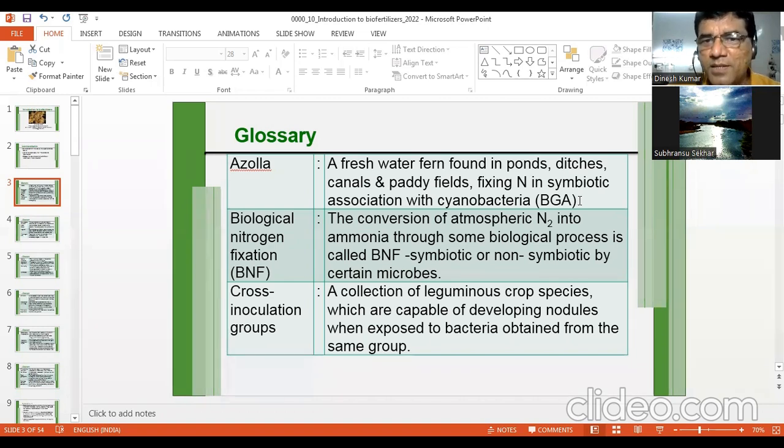Biological nitrogen fixation is the conversion of atmospheric nitrogen into ammonia through biological processes. And you know it is symbiotic as well as non-symbiotic. Cross inoculation group: a collection of leguminous crop species which are capable of developing nodules when exposed to bacteria obtained from the same group. So we have cross inoculation groups, meaning a group of crops which are infected by common rhizobium bacteria.